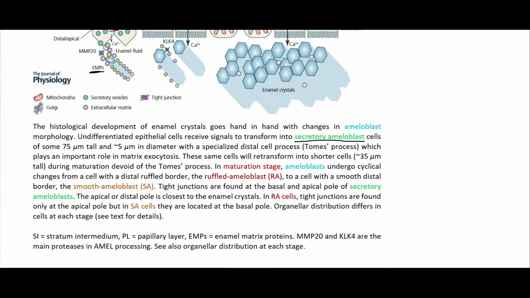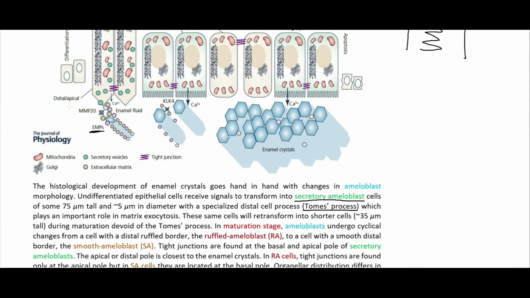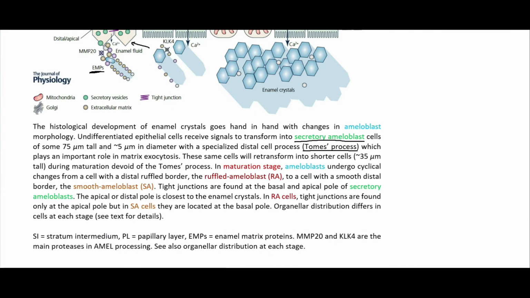All right, so the 75 micrometer tall and 5 micrometer in diameter with specialized distal process called Tomes process. And that is this picket fence looking thing here. So it's a process, not like a way of doing something like the process of evolution or something. It's a process as in something sticking off. And so those are called Tomes process, which plays an important role in matrix exocytosis.